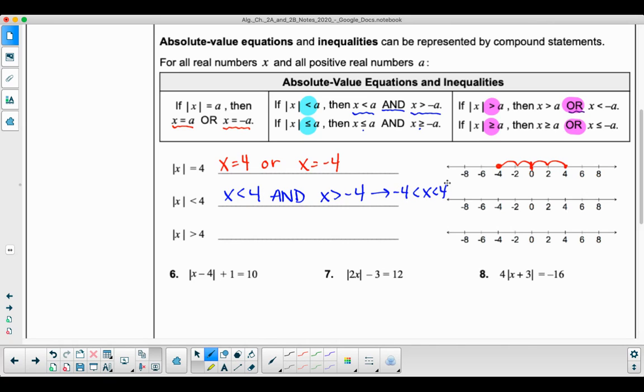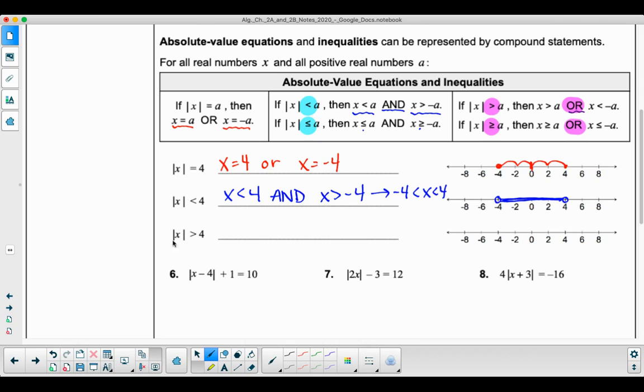Now to graph this on a number line, well, x is less than 4, open circle, x is greater than negative 4, open circle at negative 4, and then greater than negative 4, less than 4. That means you graph that in between those two things. And that shows then why you can write this as this single compound inequality as well as with the and in between.